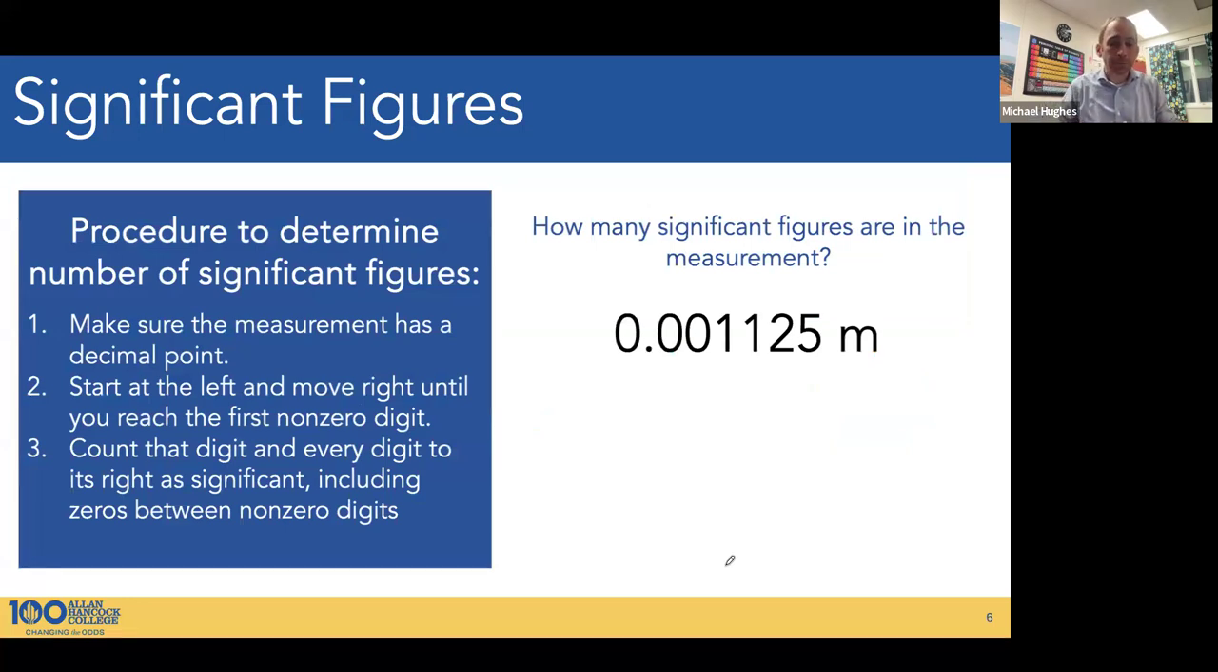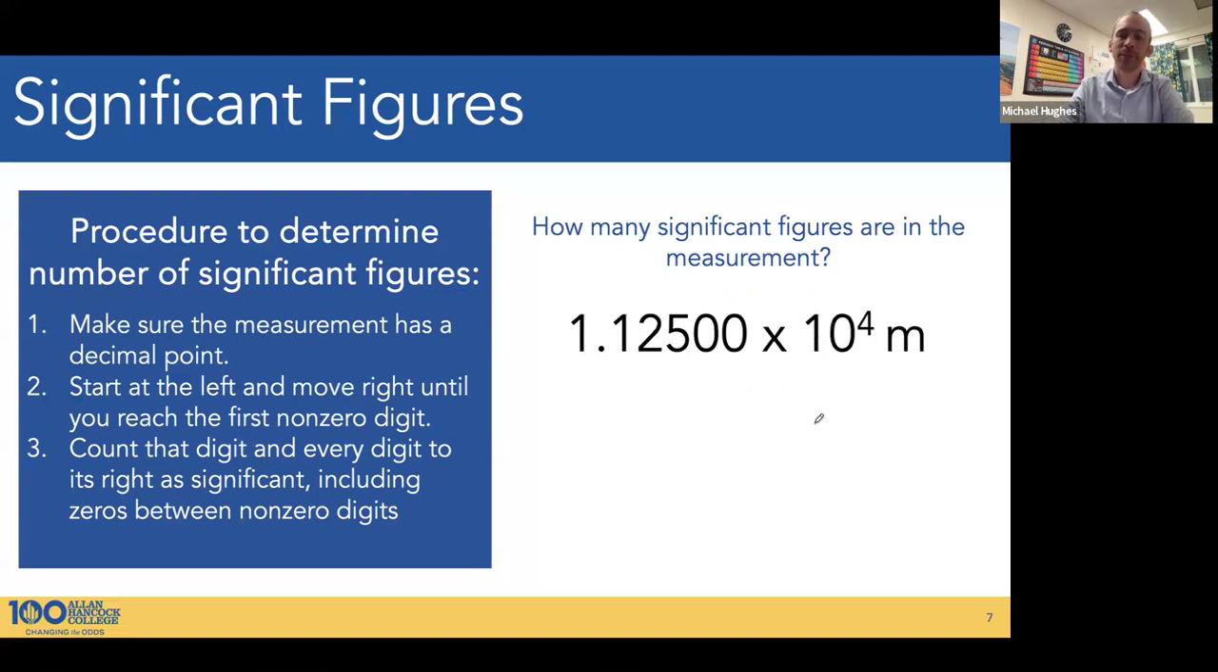So let's use these 3 rules to find how many significant figures are in this value here. So we're going to make sure that the number has a decimal point. We're going to start at the left side and move right until we reach the first non-zero digit. That's here, this 1. And then we're going to continue to move from left to right and count every other digit, including interior 0. So 1, 2, 3, 4. So how many significants in this measurement? There are 4 significant figures. We'll call them sig figs. 4 sig figs. Let's try another.